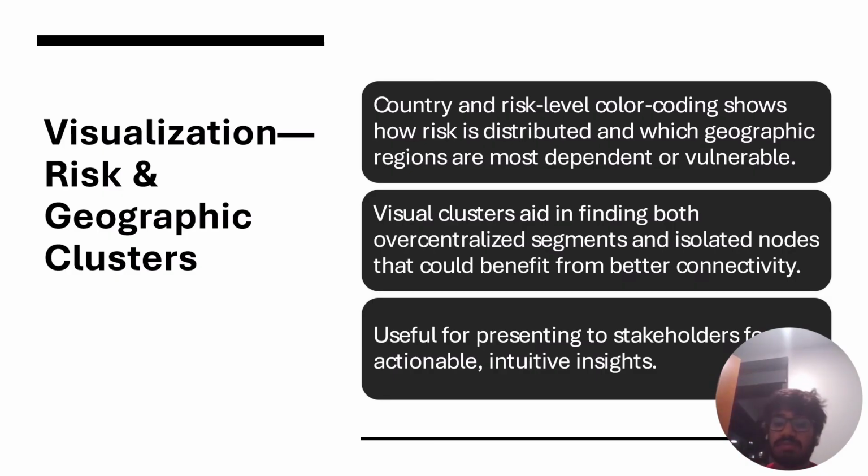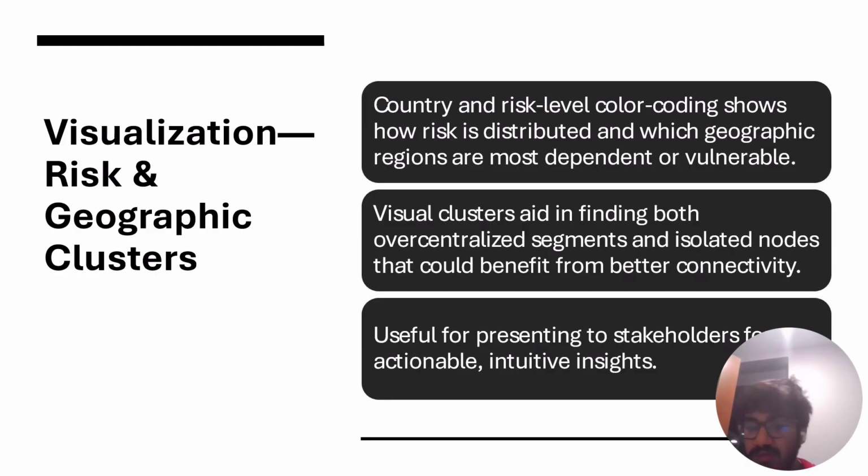The visualization helps us identify two critical vulnerabilities. First, over-centralized segments. These are densely connected clusters where one failure cascades rapidly and could result in the entire supply chain from that point on going dark. In our network, we found certain geographic regions where suppliers, smelters, and products form tight loops. Second, isolated nodes, entities with few connections that could benefit from redundancy.